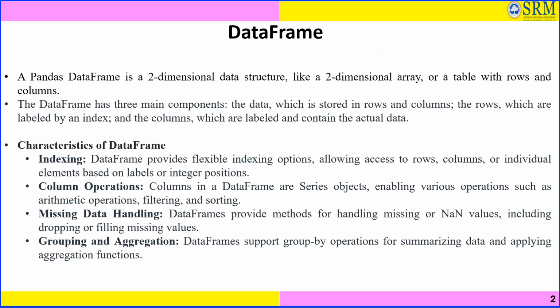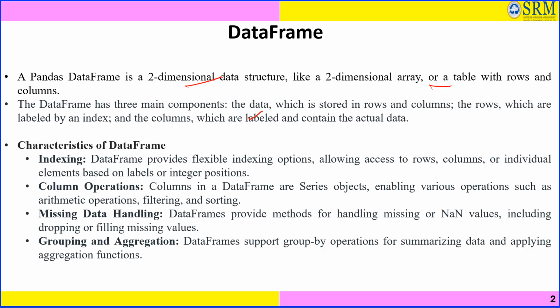Then the next structure is the DataFrame. A DataFrame is a two-dimensional data structure, like a table with rows and columns. It has three main components. One is data, which is stored in rows and columns, and which are labeled by index. So you have the index for rows as well as columns, and it contains the actual data.